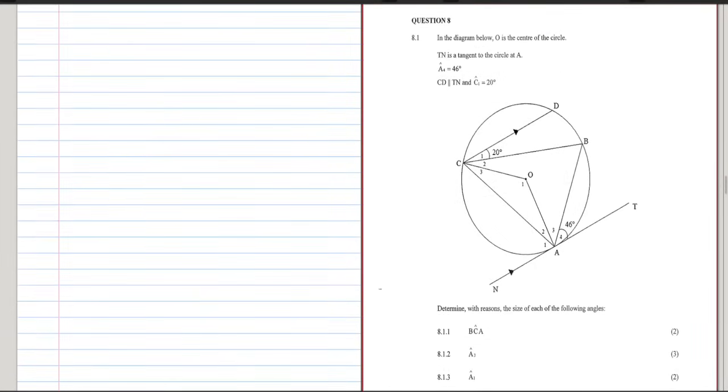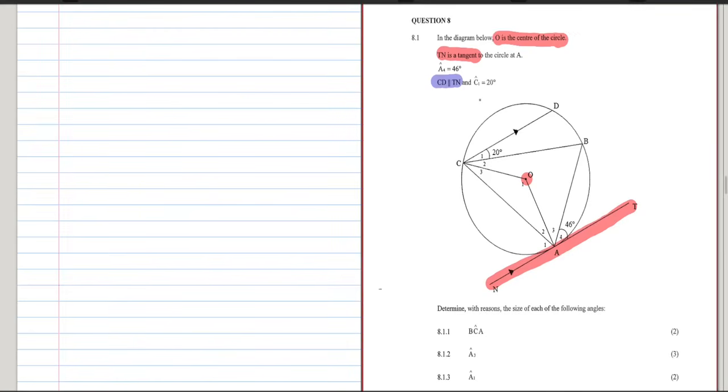8.1, and in the diagram below O is the center of the circle. Let me bring back the big marker. So O is the center of the circle, important. TN is a tangent to the circle at A, important. So that is the center, and then we have this tangent, and then we have parallel lines. So CD is parallel to TN.